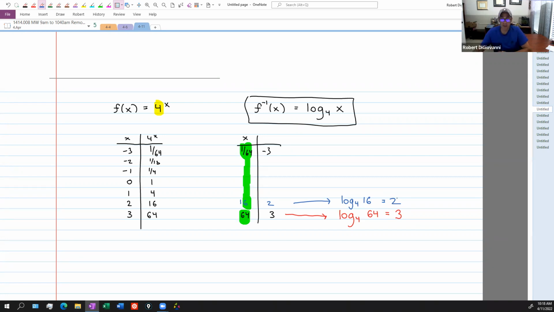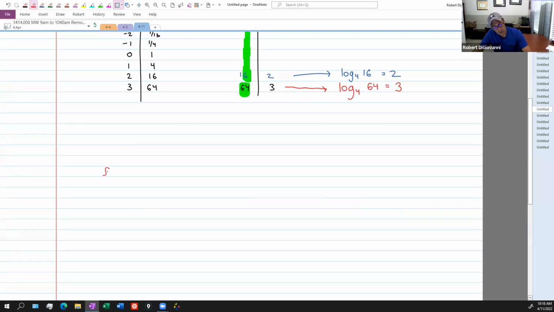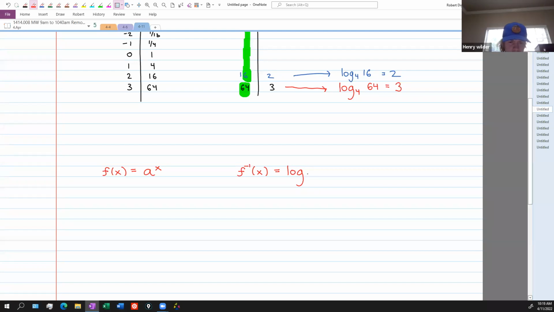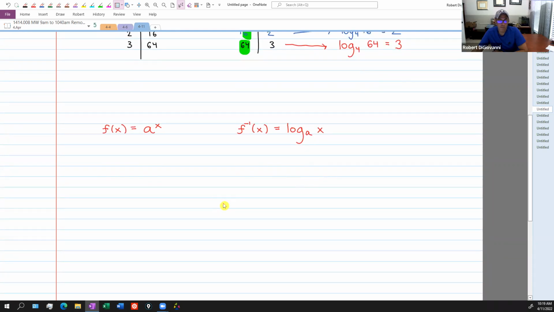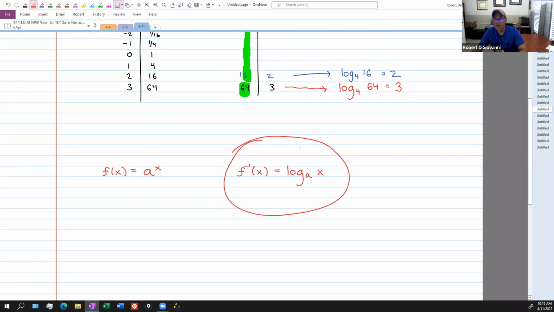So generally speaking, if I give you a function f of x equals a to the x, that's an exponential function. Its inverse function should be log what base? Base a. And then the input will be whatever input we want, x. So this is the new thing now. We have this new idea that if somebody gives us an exponential function, we can always find its inverse function, which is just the log function with that same base. And that will take everything back to where it came from.